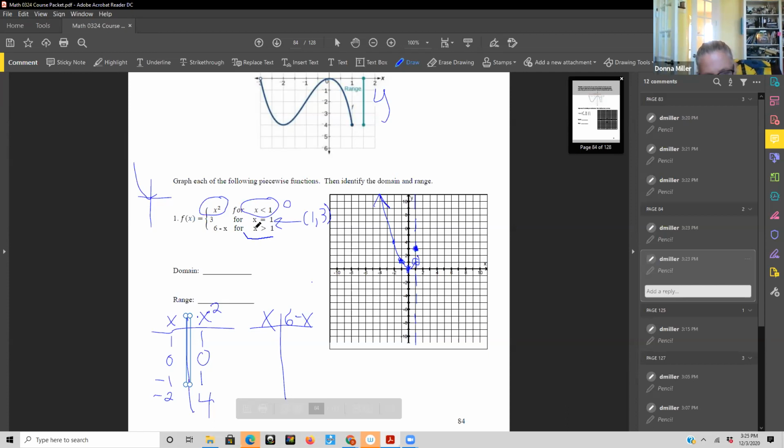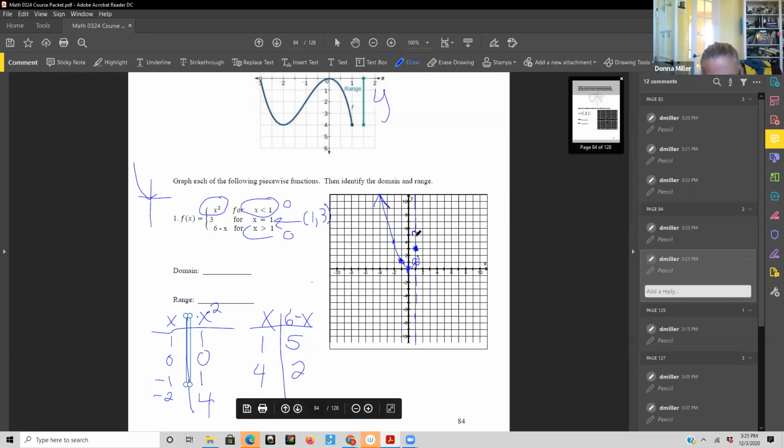And see, there's no equality here, so we're going to use an open dot for x greater than 1. So we're going to start at 1. It's just a line, so you really only need 2 points. I like 1 and 4. It doesn't really matter. So if I plug 1 in there, 6 minus 1 is 5. Plug 4 in there, 6 minus 4 is 2. All right, so (1, 5).